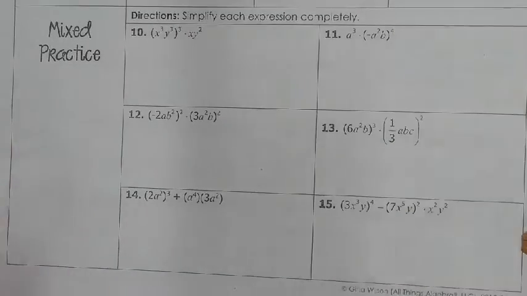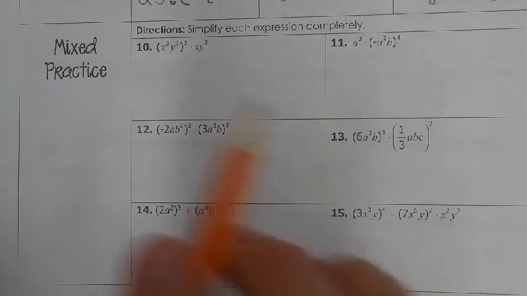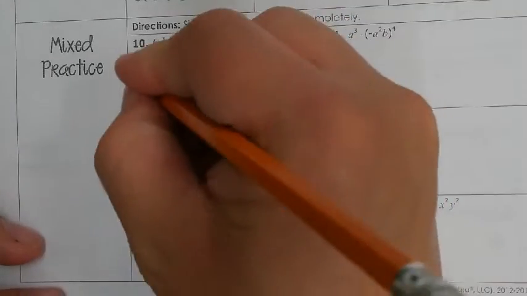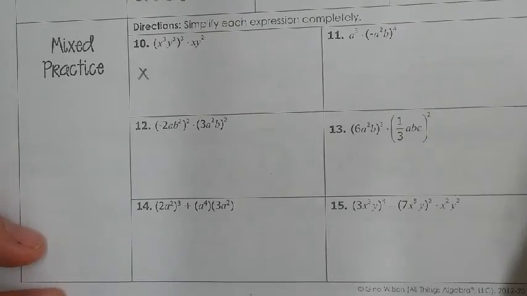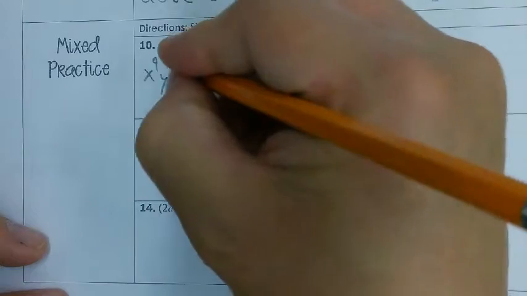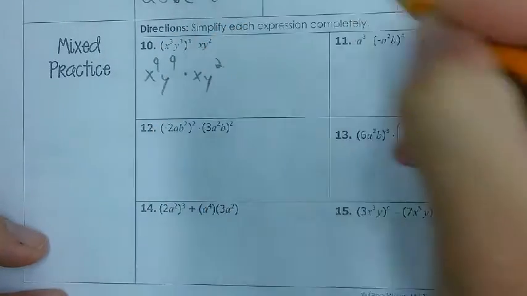Okay, and then number 10. Now we're combining everything we've learned so far, so yesterday and today. So first with powers we multiply. So what would our X change to? 9. What would our Y change to? 9 times X, Y squared.